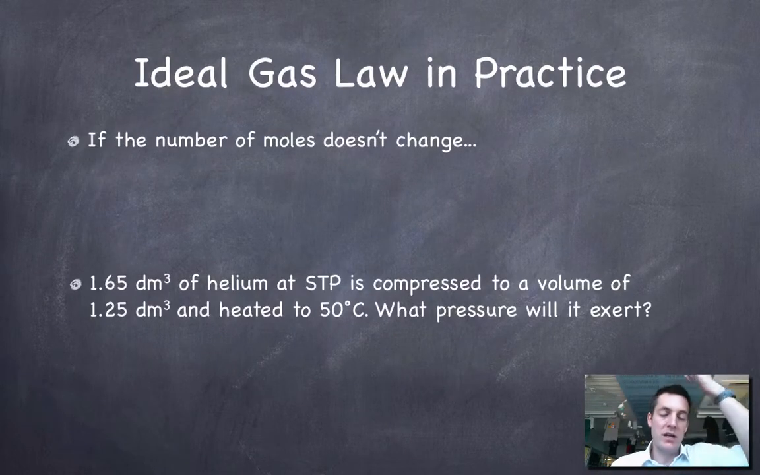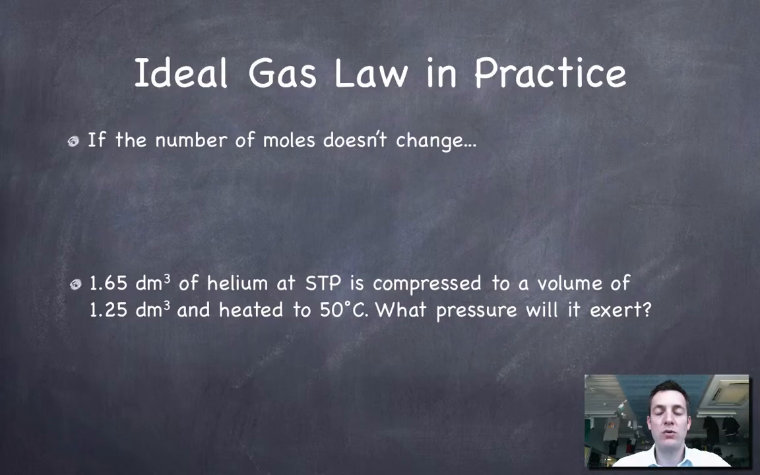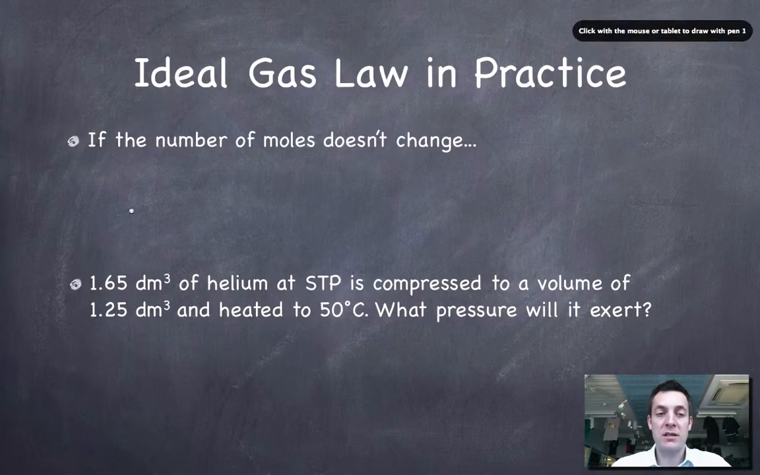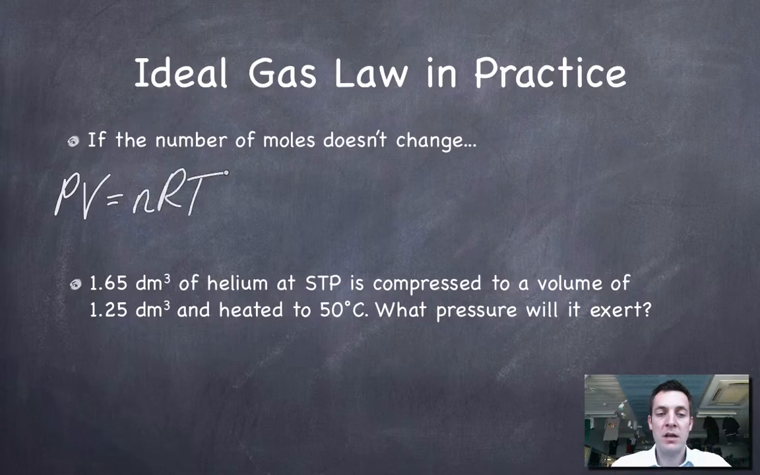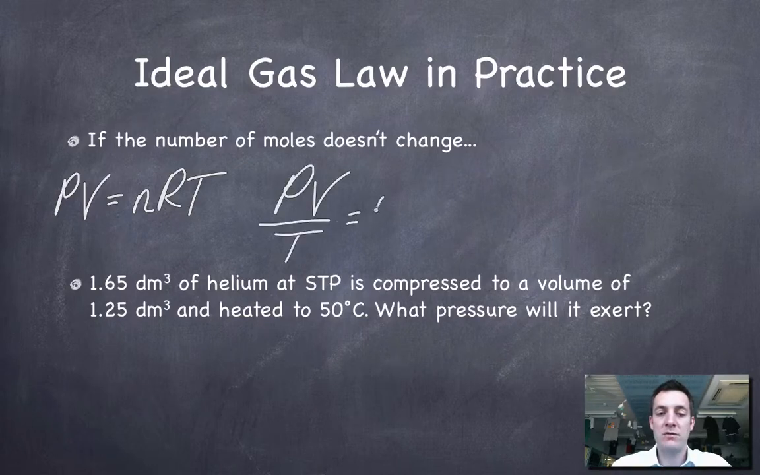Okay, so this is now assuming that the number of moles does not change. So I've got a set amount of a gas. If that's the case, then PV, as we know, is equal to nRT. And if n is a constant, because the number of moles is not changing, and R is a constant, which we know, it's the gas constant, then n times R is a constant, and therefore PV is equal to a constant times T, and therefore PV over T is a constant value.